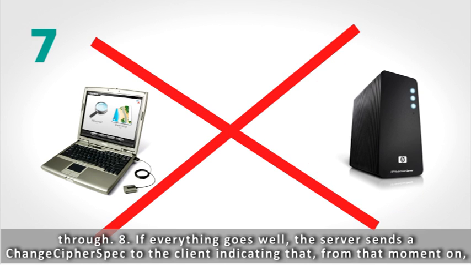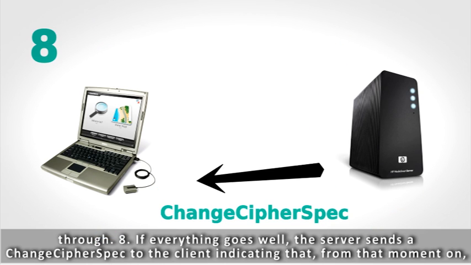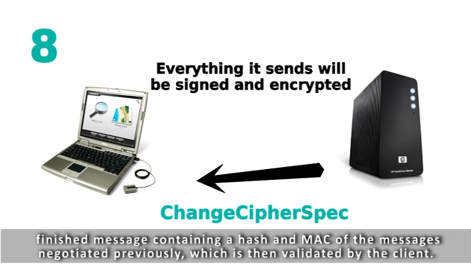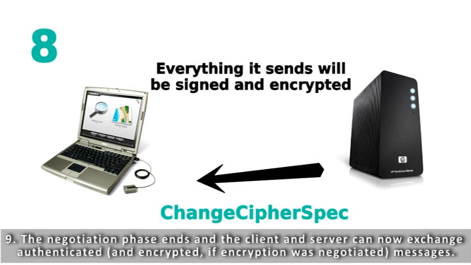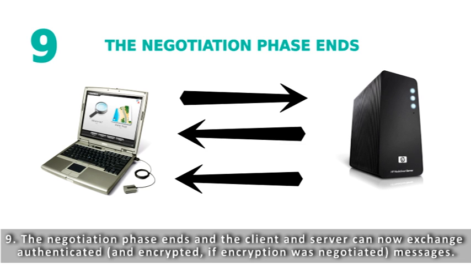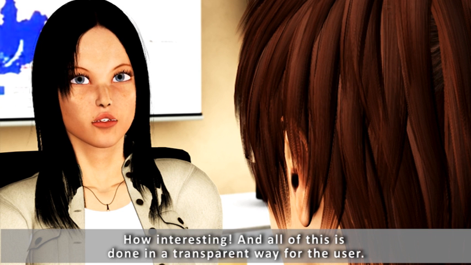8. If everything goes well, the server sends a change cipher spec to the client indicating that, from that moment on, everything it sends will be signed and, if encryption was previously negotiated, encrypted. The server then sends a signed and encrypted finished message containing a hash and MAC of the message as negotiated previously, which is then validated by the client. 9. The negotiation phase ends and the client and server can now exchange authenticated and encrypted, if encryption was negotiated, messages. How interesting. And all of this is done in a transparent way for the user.